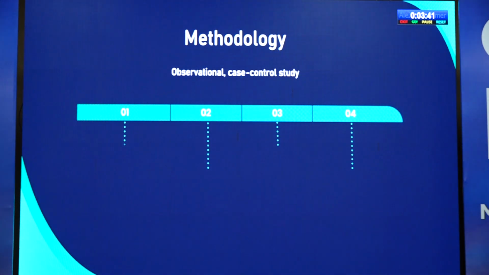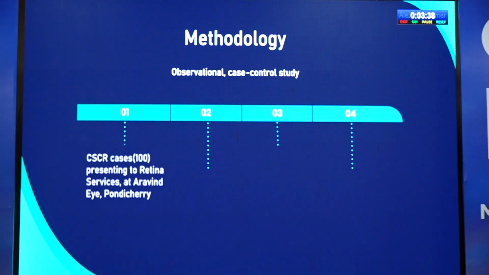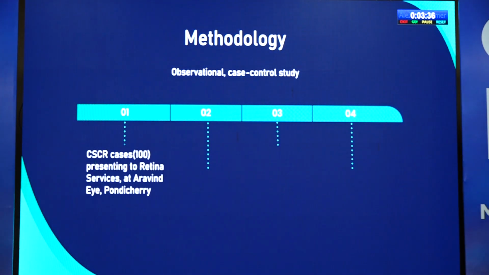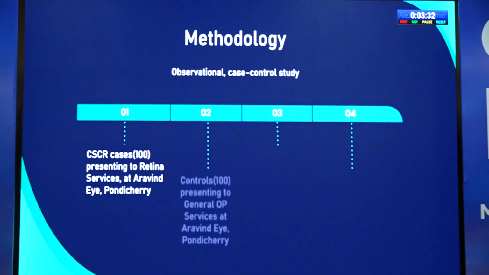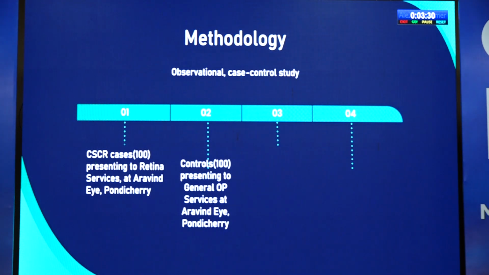It was an observational case control study. 100 cases presenting to retina services at Aravind Eye Hospital, Pondicherry were recruited after taking informed consent. The controls were patients presenting to the general unit at the same hospital. We took controls as less than grade 2 cataract, with no fundus pathology and refractive error less than 2 diopters. They were age matched and gender matched.